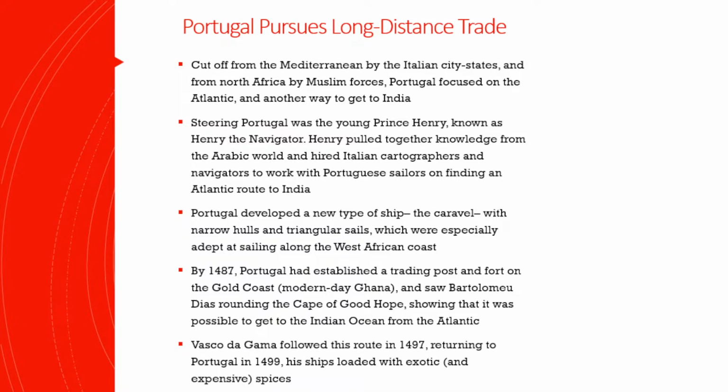Anyway, Bartholomew Diaz made it to the Cape of Good Hope, but he's like, cool, we're out of supplies. We're going home. We can't make it all the way up to India. And it was the next decade that Vasco da Gama finally prepared a journey to go to India. So in 1497, he rounded the Cape of Good Hope, went up to India, and 2 years later, his ships returned with exotic and, of course, very expensive spices. It's a long journey going around Africa to get to India.